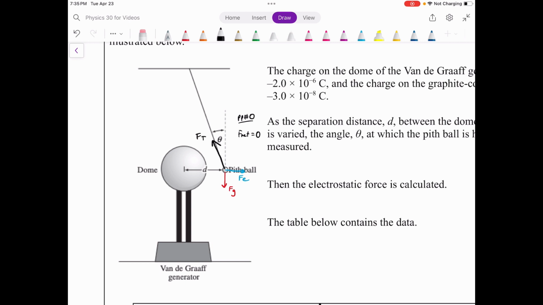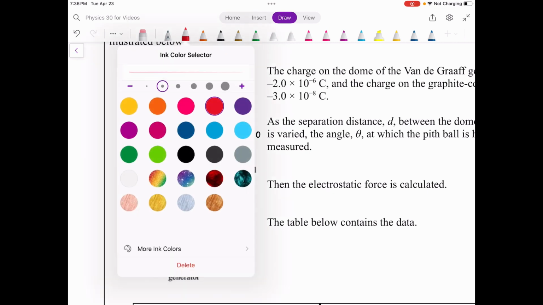We can see, okay, there we go. That has enough x component to cancel out the electric force. And I might have drawn it a little bit too big, but it's also got enough y component to cancel out that force of gravity. I'm just going to make the force a bit bigger.